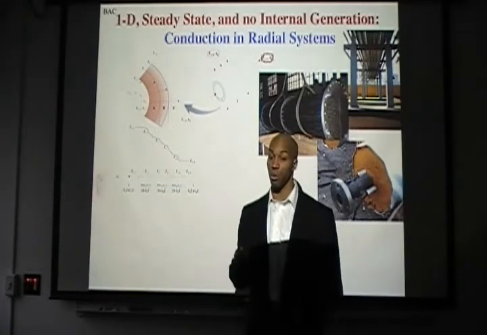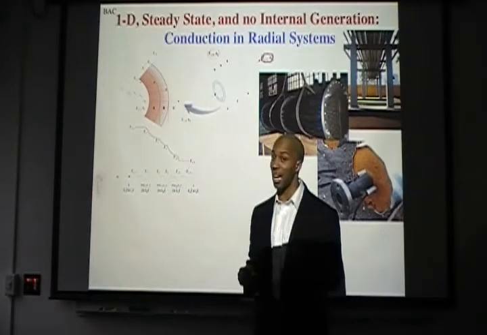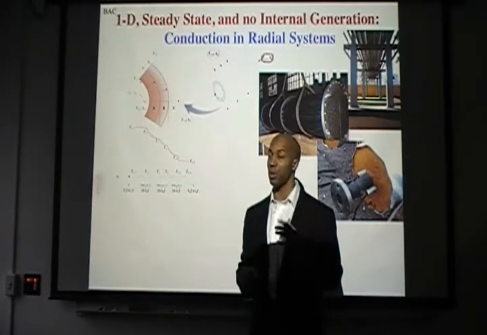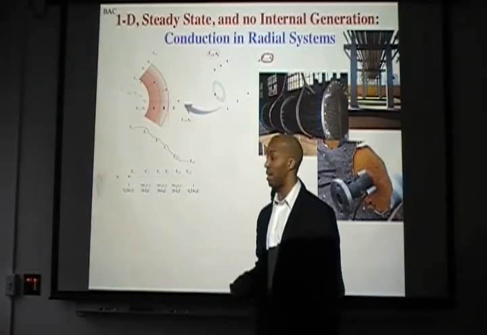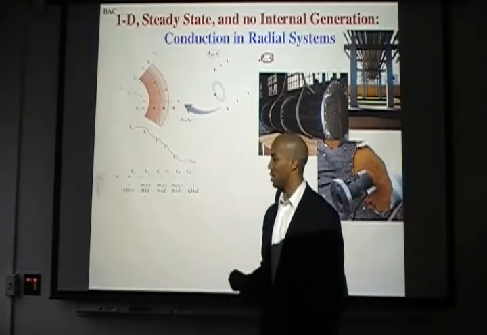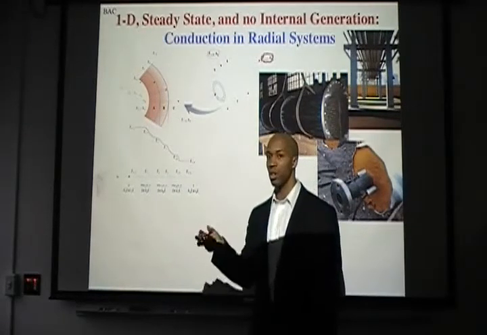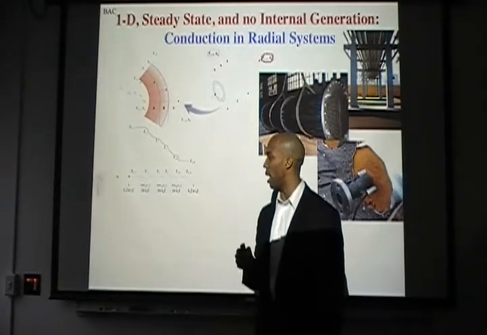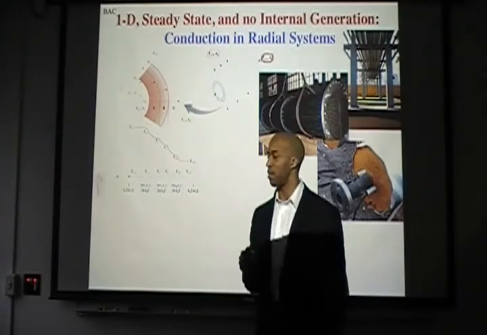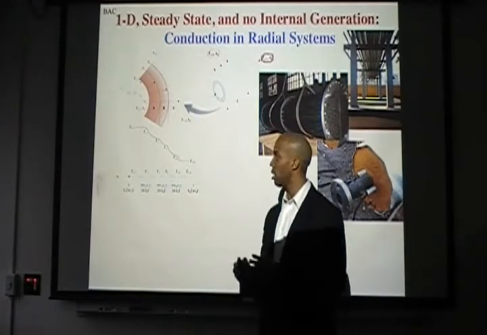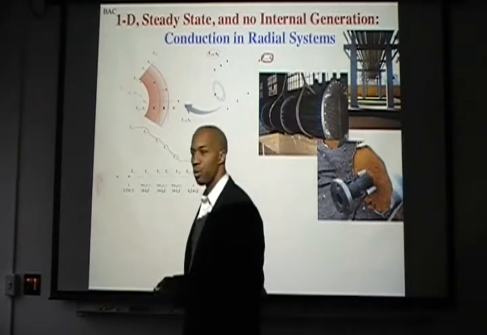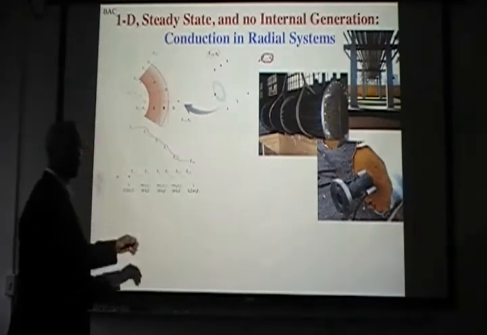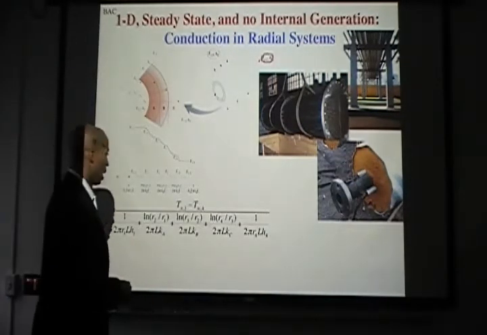Now these are the radial system conductive resistances. They're not the same as the L over kA that we use for Cartesian coordinates and plane wall, because these have that logarithmic temperature dependence. So here we have these resistances that look like the natural log of ratios of radii over 2 pi, the thermal conductivity of the material, times the length of the cylindrical pipe.